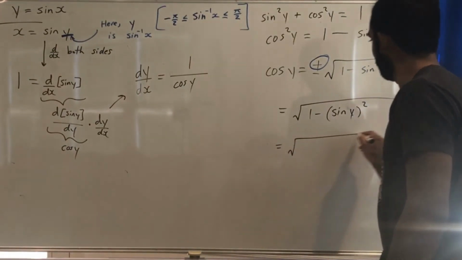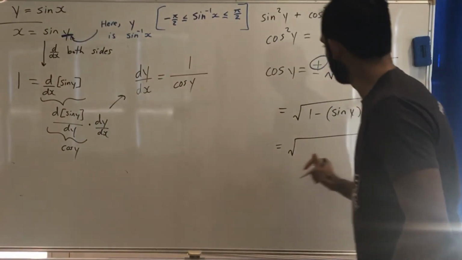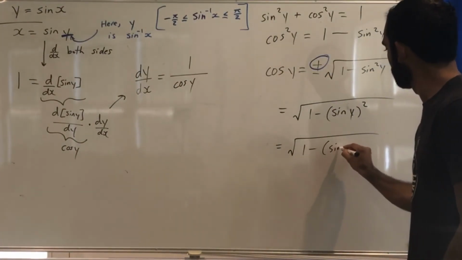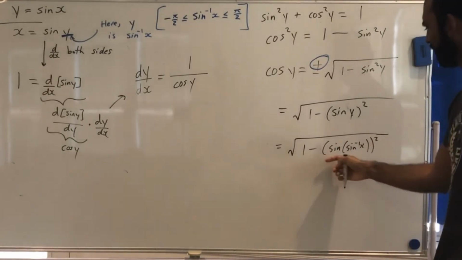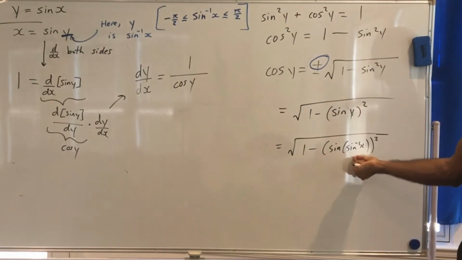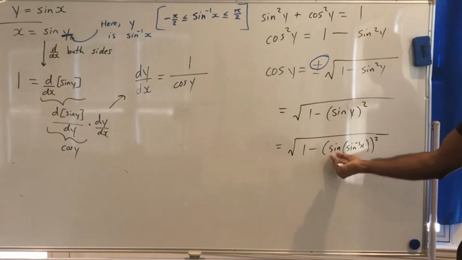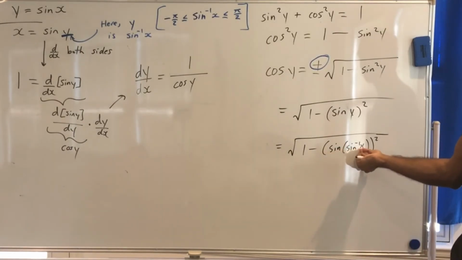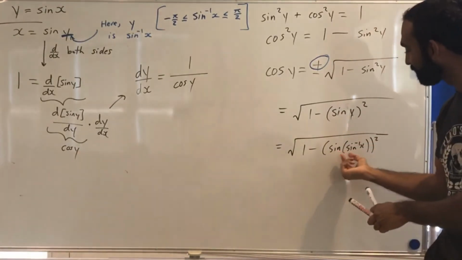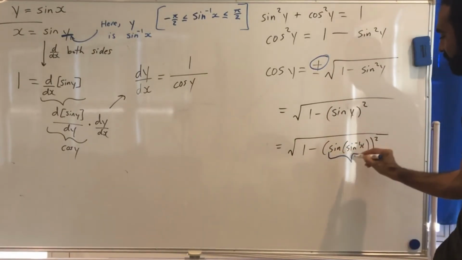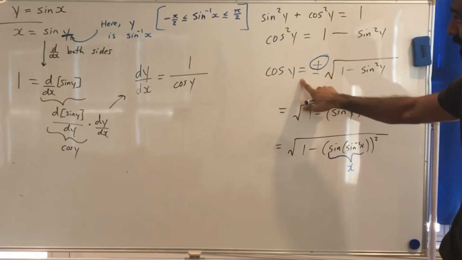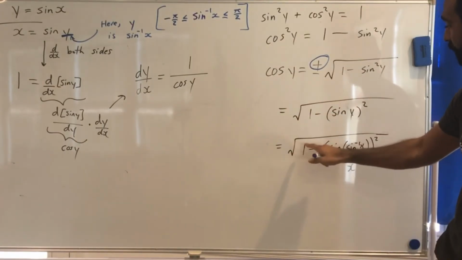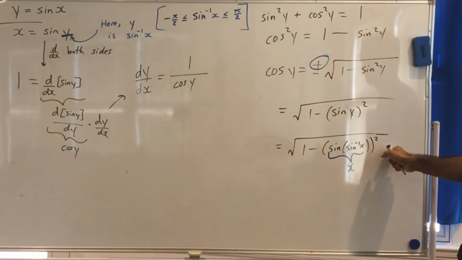And if I replace y with inverse sine, I get 1 minus sine of inverse sine of x, all squared. But what is sine of inverse sine of x always equal to? It's not 1, it's just always x. The regular function and the inverse cancel each other out, so to speak. So that's always x. So cosine of y always equals the square root of 1 minus x squared.